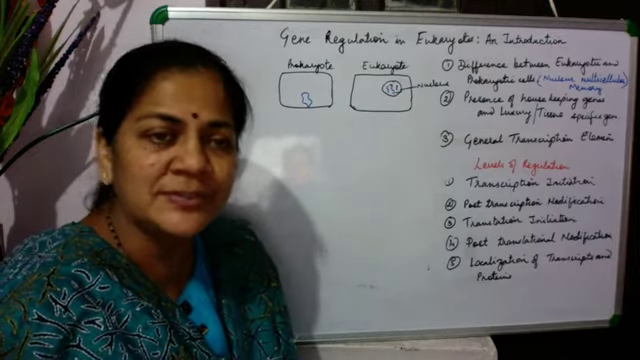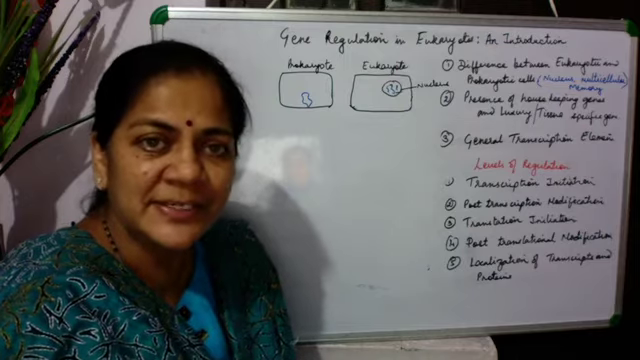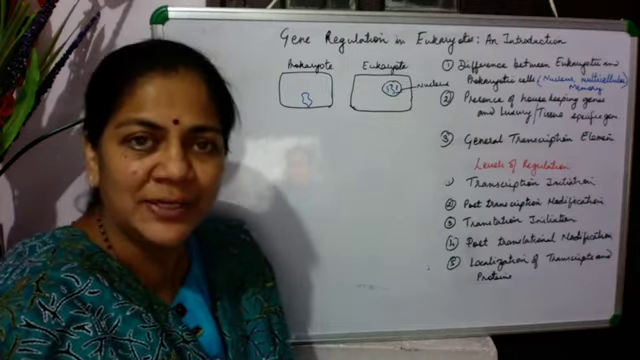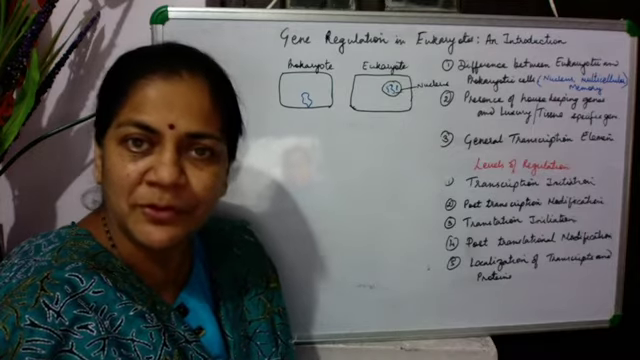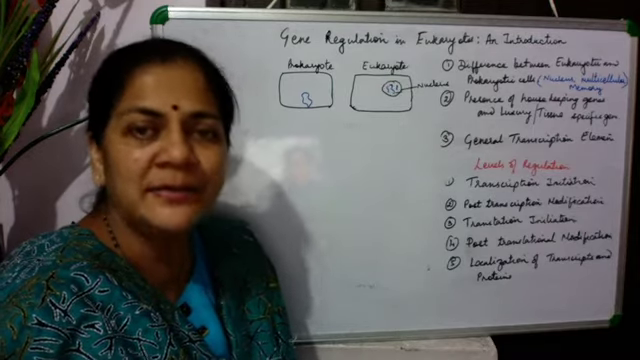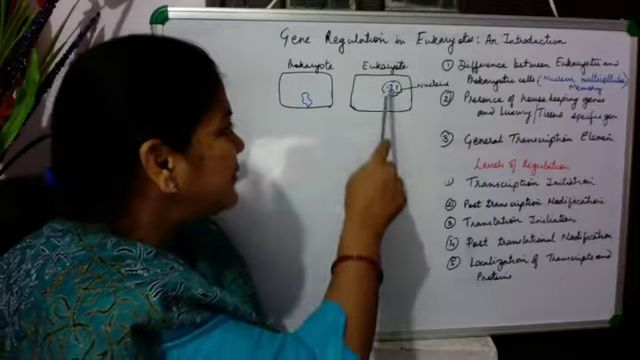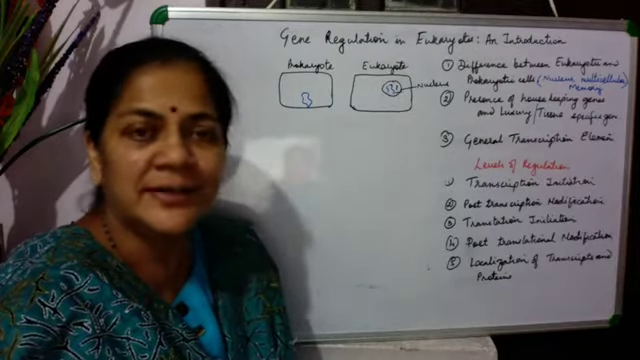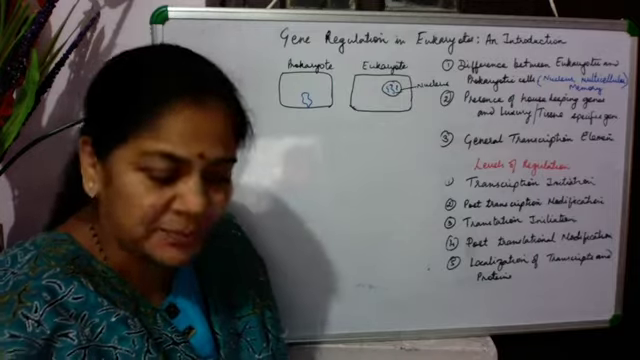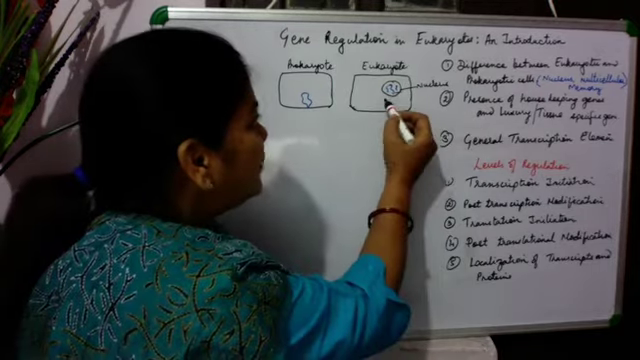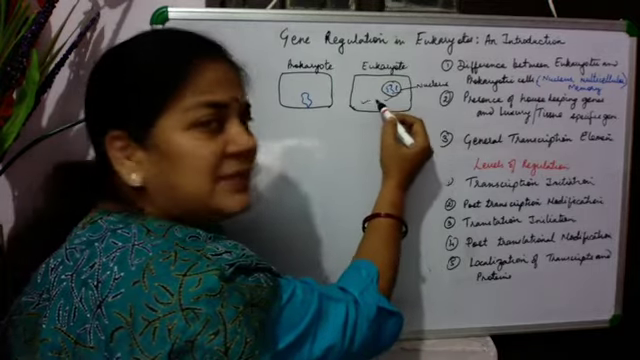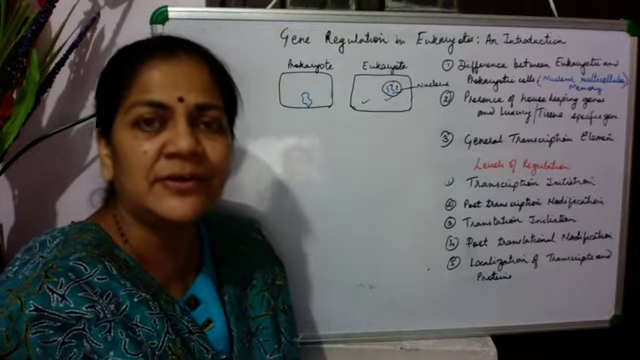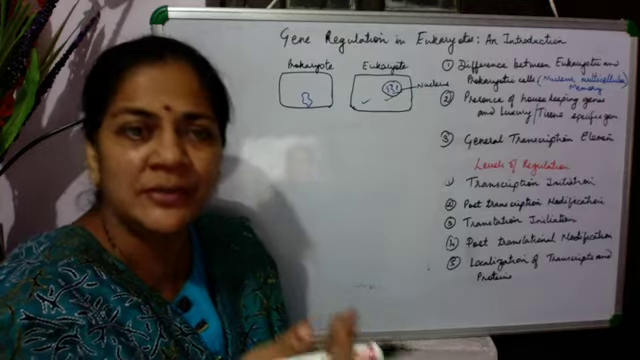In prokaryotes, transcription and translation go on simultaneously, or are coupled together, as we have seen in the lac operon and trp operon. On the other hand, in eukaryotes, because of the nucleus, transcription and translation are delinked. Transcription takes place in the nucleus over here, and translation takes place in the cytoplasm. So because of this difference, there is an additional regulatory step introduced in eukaryotes.